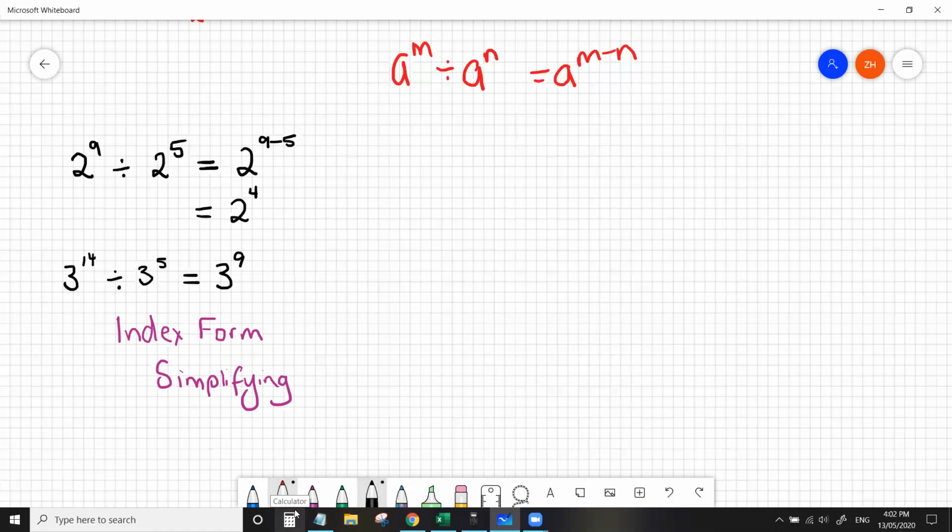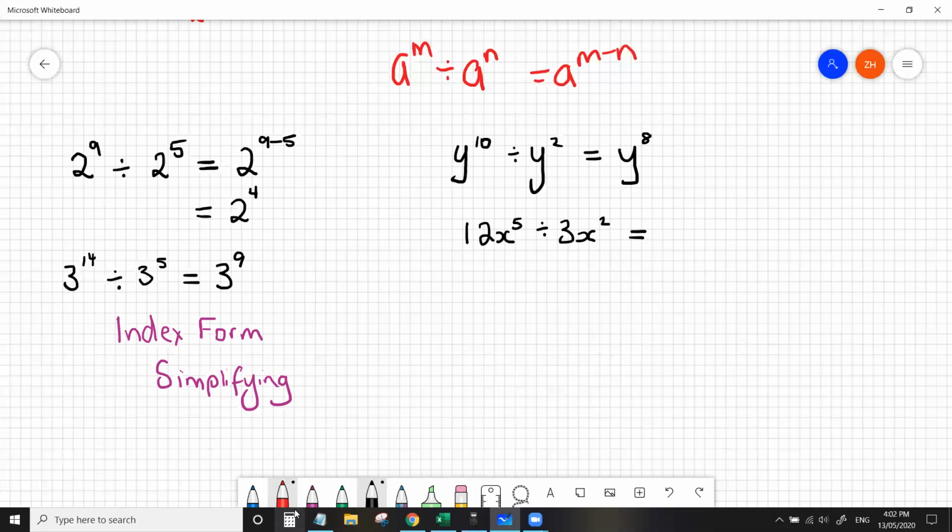So here's a couple with pronumerals now. y to the power of 10 divided by y squared is going to be y to the power of 10 minus 2, which is 8. This one has a coefficient at the front of the pronumeral. So we've got 12x to the power of 5 divided by 3x squared.